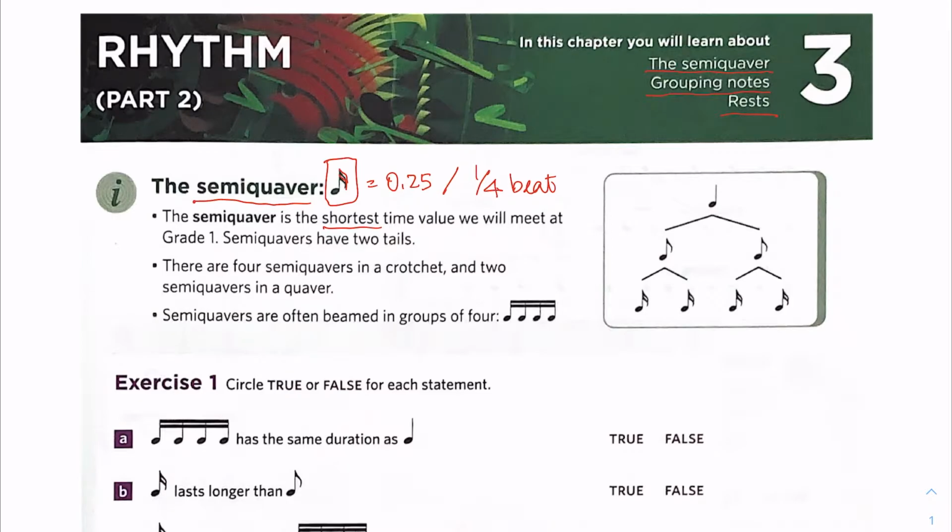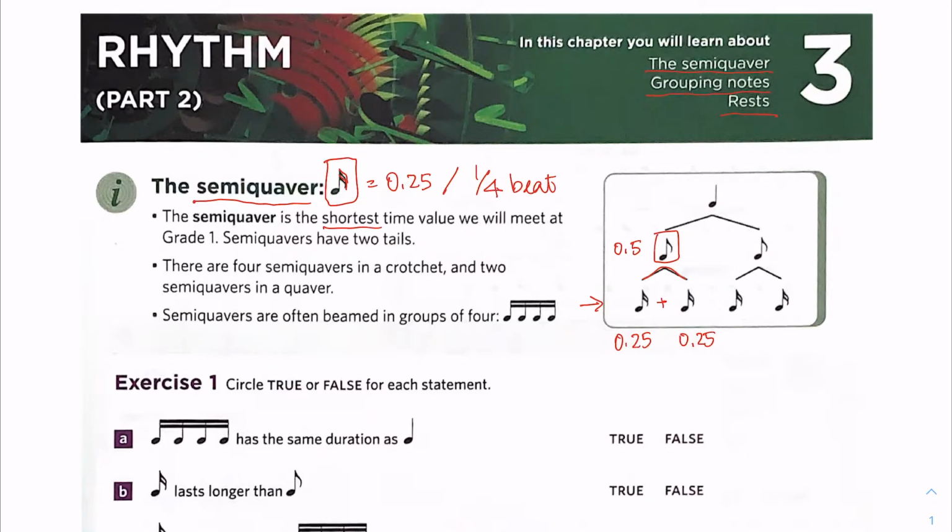There are 4 semiquavers in a crotchet and 2 semiquavers in a quaver. Let's look at the table on the right-hand side. At the bottom, here, there are 4 semiquavers. When we add 2 semiquavers together, it becomes a quaver. A quaver is a note with one tail and is worth 0.5 count. Because each semiquaver is 0.25 count, when you add 0.25 plus 0.25 together, you have 0.5.